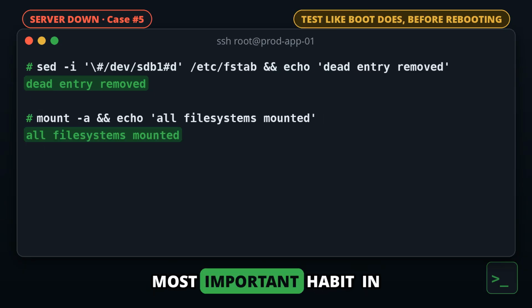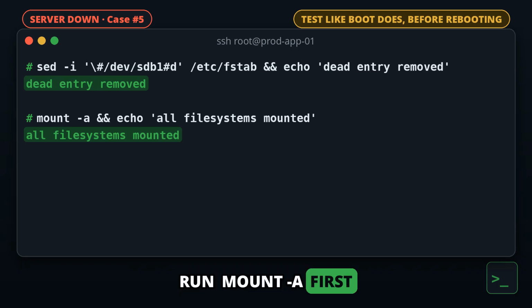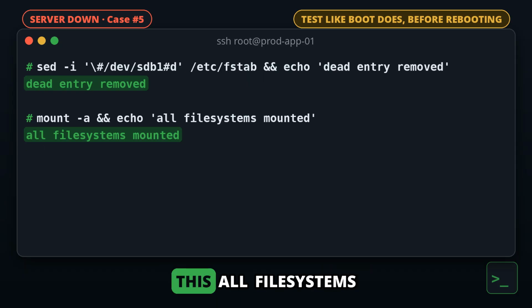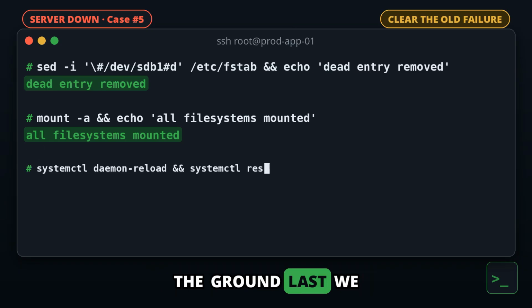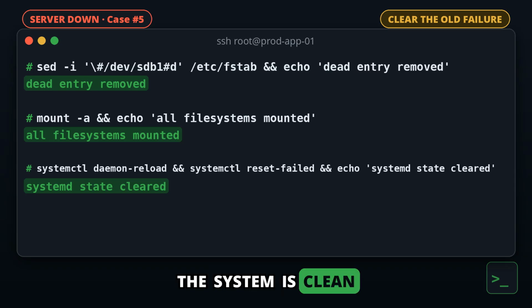Now the single most important habit in this whole video. Never reboot to test an fstab change. Run mount -a first. It does exactly what boot does. If it comes back clean like this, all file systems mounted, you know the next reboot is safe. We just tested the takeoff while still on the ground. Last, we tell systemd the checklist changed and clear the old failure it was holding onto. Now the system is clean.